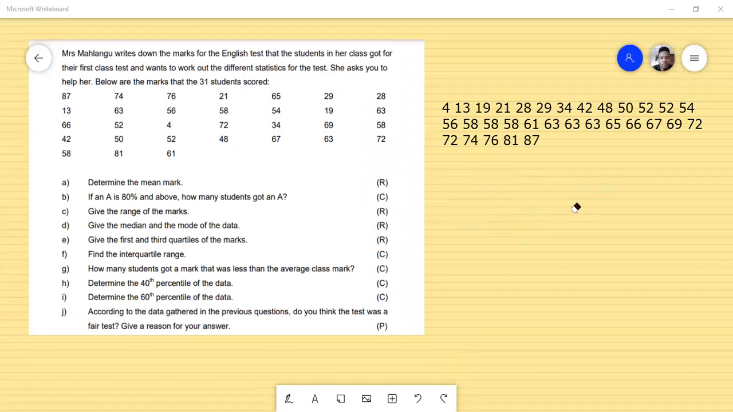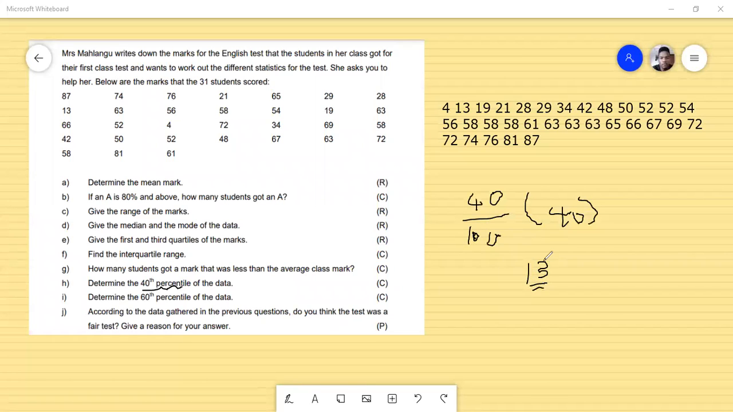So let's try and do that. So here we are told to find the 40th percentile. So it's going to be 40 divided by 100, and then N plus 1. Your N is 31, so 31 plus 1, that is going to be 32. And the value that you will get there is 12.8. So 12.8 is approximately 13 when you round it off, right?